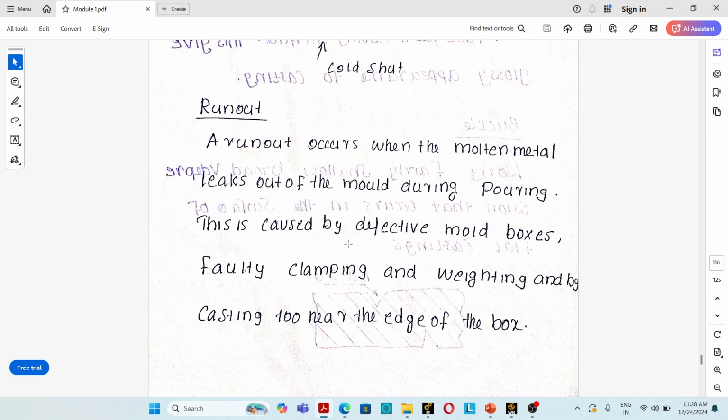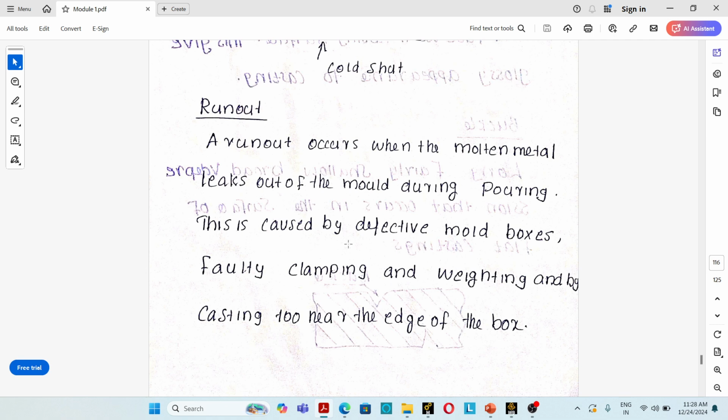Next one is runout. There is no figure for runout. See, runout means runout occurs when the molten material leaks out of the mold during pouring. During the time of pouring molten material into the mold cavity, the molten material leaks out and a defect is caused, that is known as runout.